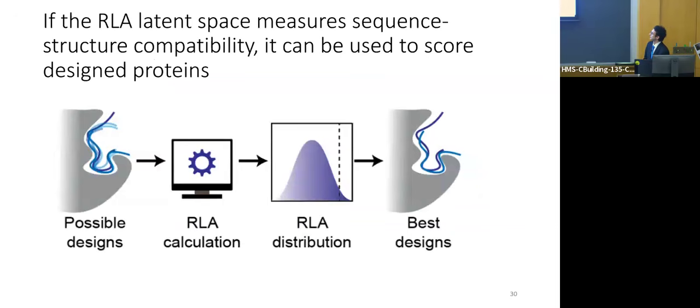Oh yeah, before I get to that, just to reorient ourselves again, our goal here is that if we have a set of possible designs, we want to be able to do some RLA calculation that gets a distribution of the designs and then can be used to select the best designs. So all these experiments will be about this general process. So I need to talk a little bit about how we actually get a score from RLA.